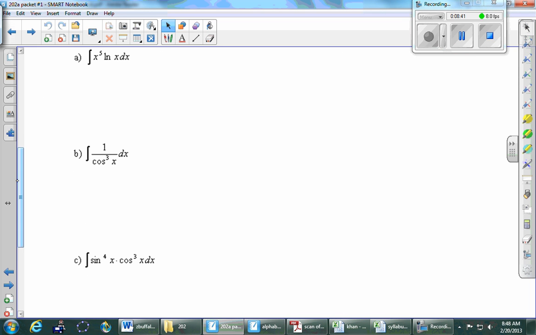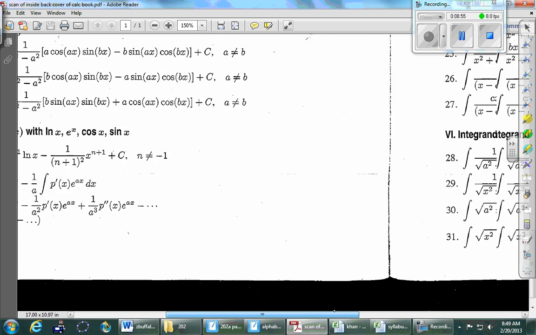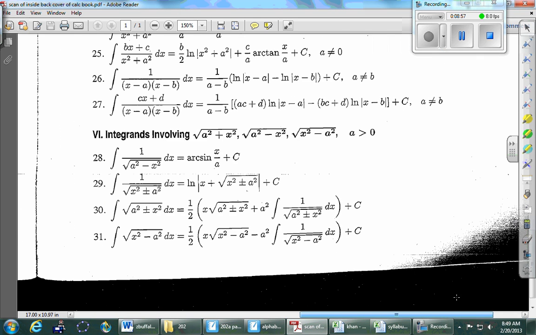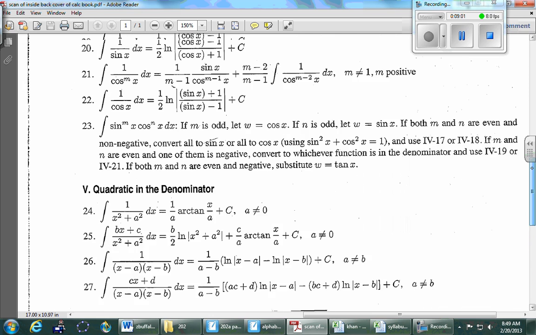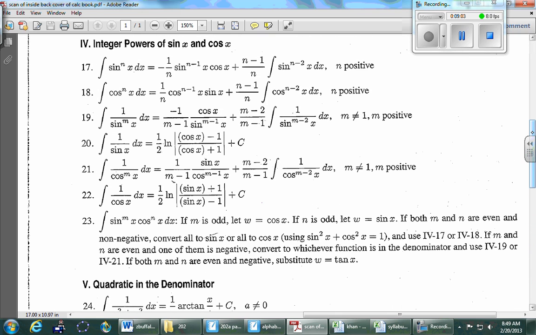Part B, 1 over cosine cubed. We have seen cosines in the bottom. We just have to find that category. So find the category with the powers on sine and cosine. It was on the right-hand page, wasn't it? All right, so I've heard one vote for 21. Agree? Okay, so we'll take a look at 21. 1 over cosine to a power. How much is m in our case?